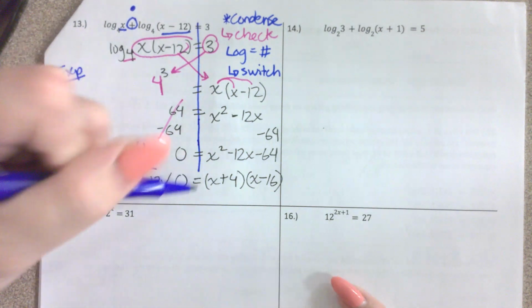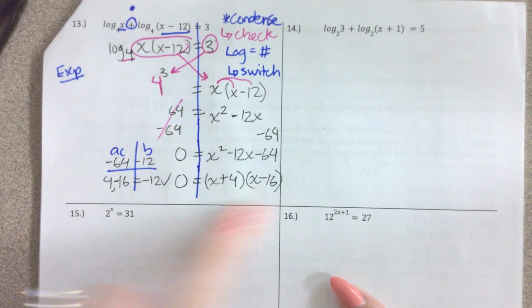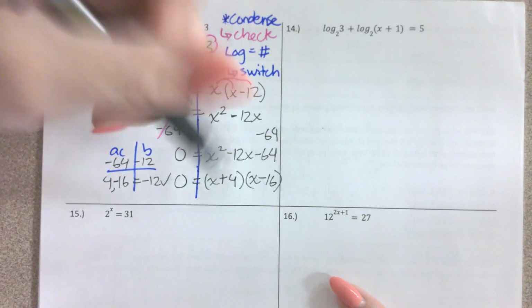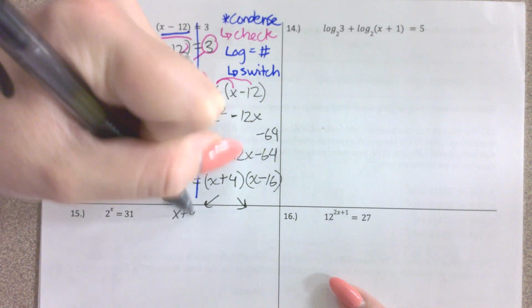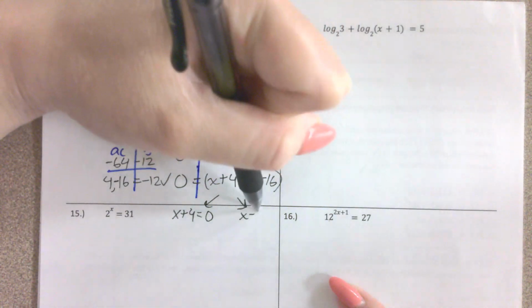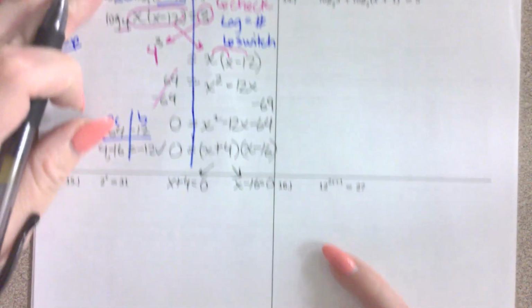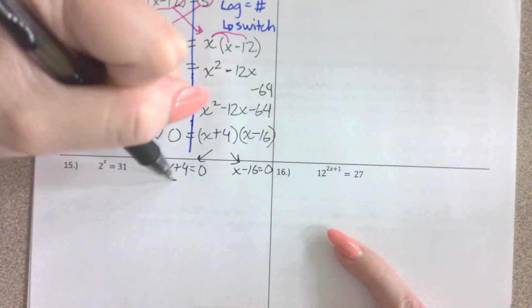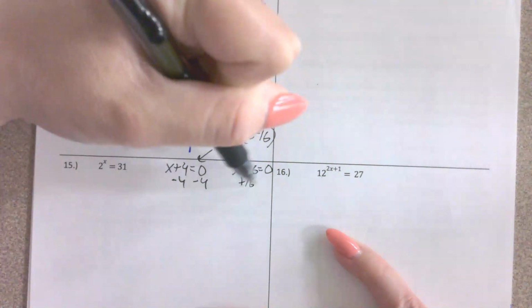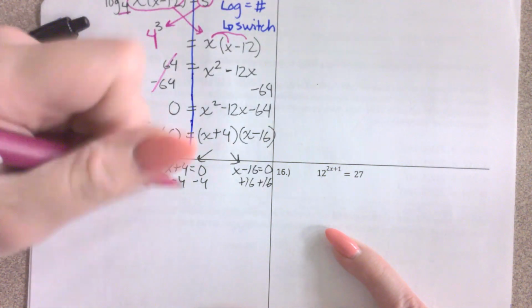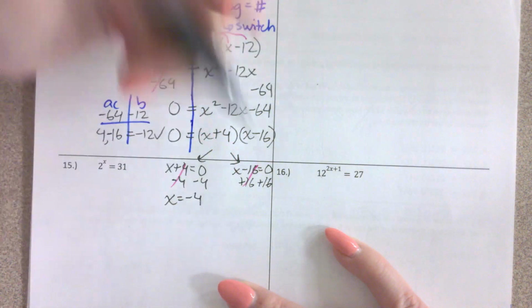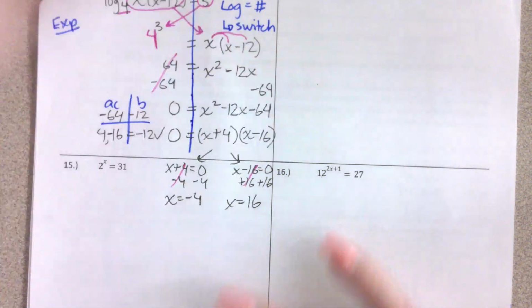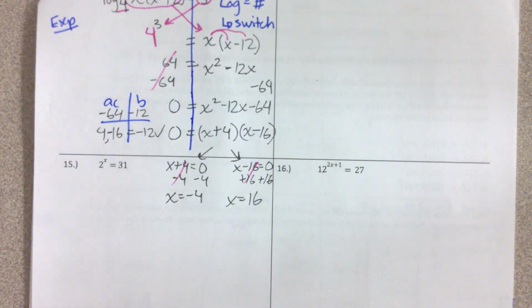Now reminder, these are my factors, so these aren't my answers. To get my answers, remember, we just split and solve. X plus 4 equals 0. X minus 16 equals 0. Minus 4 on both sides, plus 16 on both sides. X is negative 4, and x is 16. So that definitely took longer than our other problems, but still nothing too horrible.